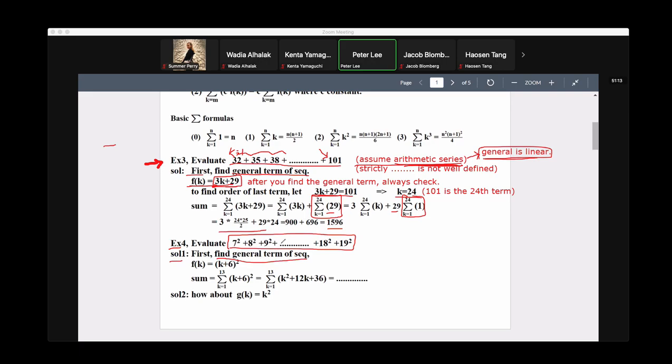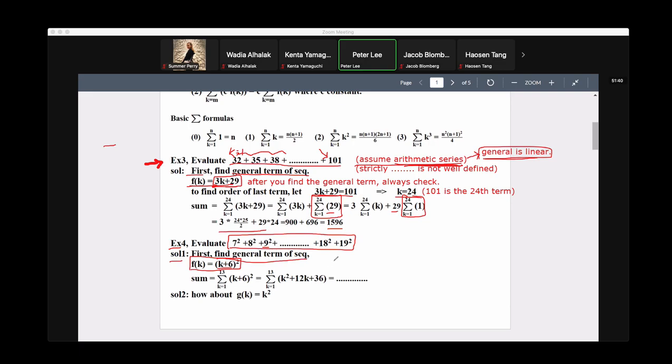it's 7, 8, 9, 10. Looks like that's an arithmetic sequence, where the increment is 1. So note that this guy is k plus 6 under the square. So f of k is equal to (k plus 6) squared. Now check. When k equals 1, you get 7 squared. There you go. When k is equal to 2, we get 8 squared right there. K equals 3, we get 9 squared right there.